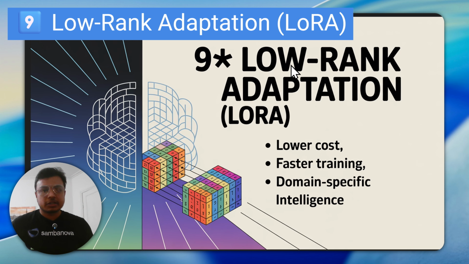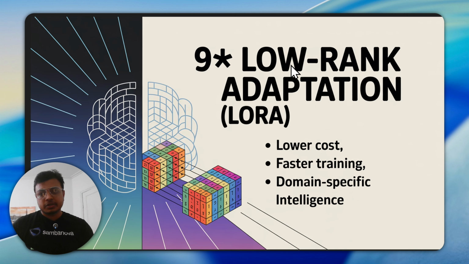And the next and final concept, we have low-rank adaptation, commonly known as LoRA. So large models are generalized, but real-world problems are specialized, right? So LoRA fine-tunes models efficiently without updating all their parameters. It keeps the original weights frozen and adds small trainable low-rank matrices. And the result, lower cost, faster training, and domain-specific intelligence.